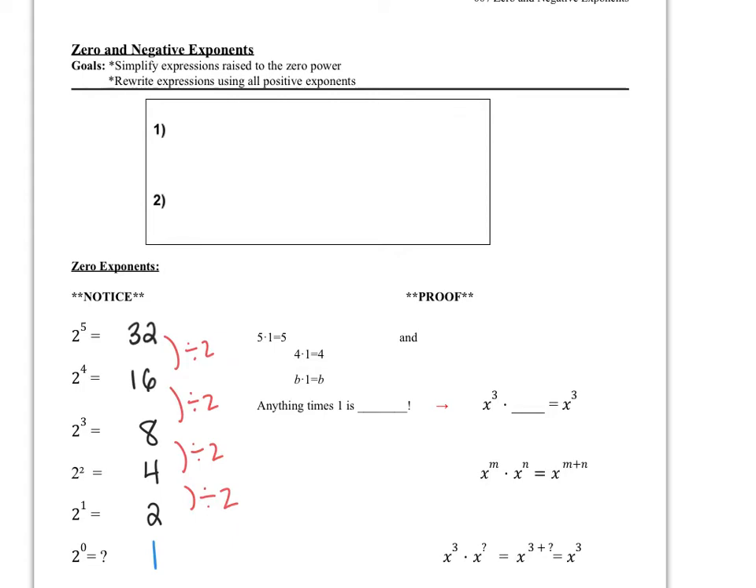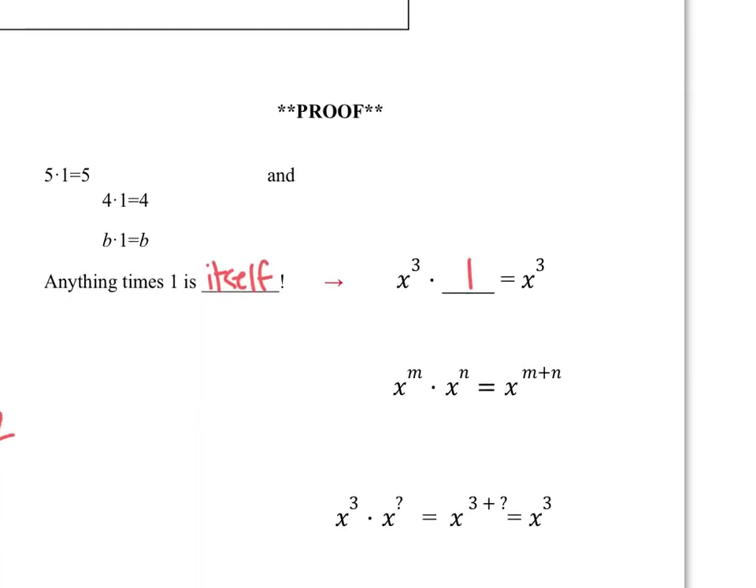So that's just a pattern though, that's not going to prove why this is the case, so let's do some more investigating. I know that 5 times 1 is 5, 4 times 1 is 4, b times 1 is b, anything times 1 is itself. So that would mean that if I'm going to multiply x to the 3rd by some unknown number and have it stay x to the 3rd, that missing number would have to be the number 1. But I also know that if I were to multiply x to a power, like here with x to the 3rd, by x to some other power, since I'm adding, my shortcut allows me to add my exponents.